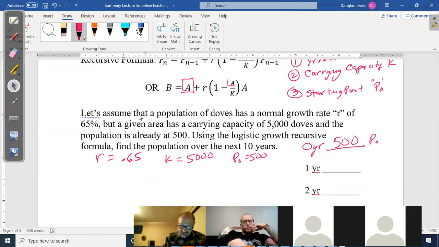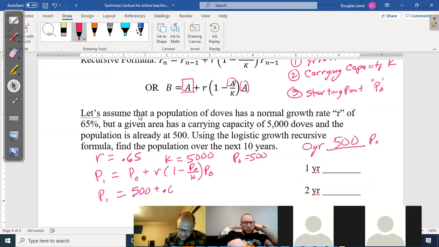So A is the first year. How do we find year one? We have to look at the year before, which I'm going to call P sub 0, plus R times 1 minus P sub 0 over K times P sub 0. That's how you start out. In this case, 500 is our first year. Our R is 0.65. Our P sub 0 is 500 again. What's K? 5,000. And then P sub 0 is 500.